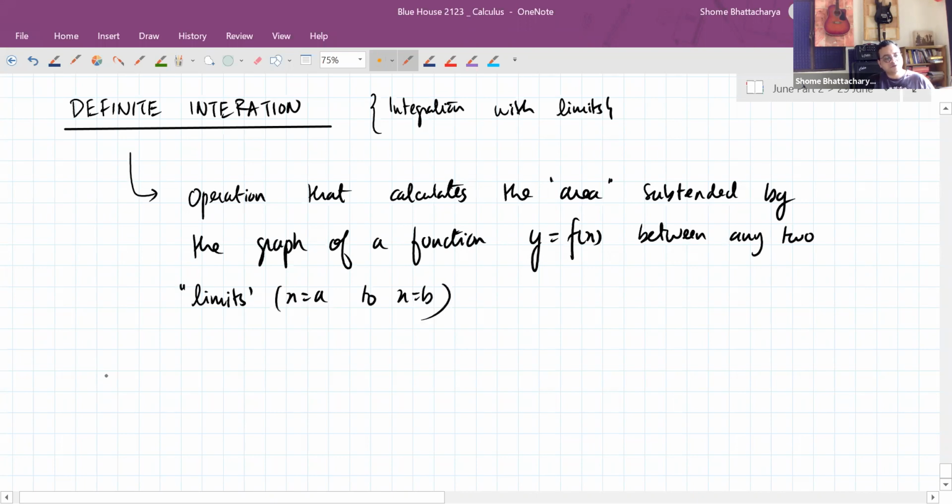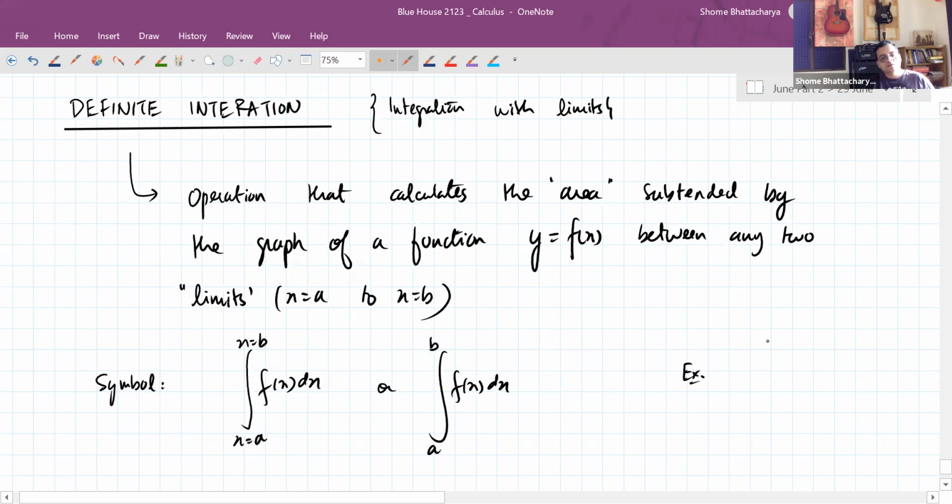So the symbol for the operation is like this. It's an integration symbol with the function, but in addition there are two values which are written above and below like this, or it can also be just written like just the values. Okay. So for example, it could be integration of sin x with respect to x from x equal to 0 to x equal to pi, let's say.